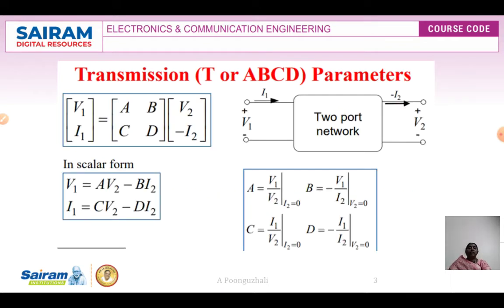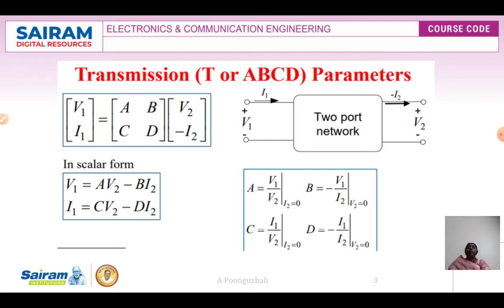In electrical transmission lines, we use these parameters to analyze the lines. So we write V1 is equivalent to A V2 minus B I2. Usually in a two-port network, the current enters the network, but in this case the current is going out. That is why we write it as minus I2 here. So V1 is equivalent to AV2 minus BI2, and I1 is equivalent to CV2 minus DI2. I can write this in matrix form: V1, I1 is equivalent to the matrix ABCD times V2, minus I2.